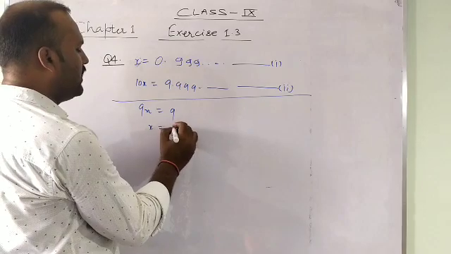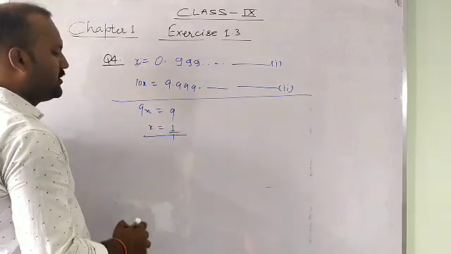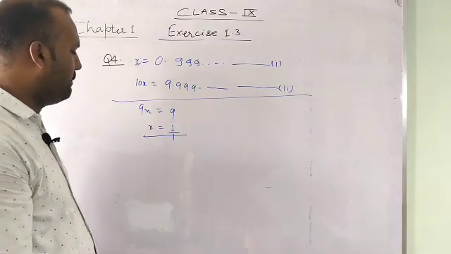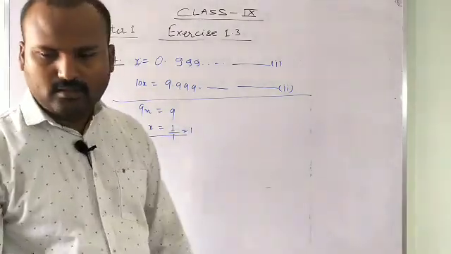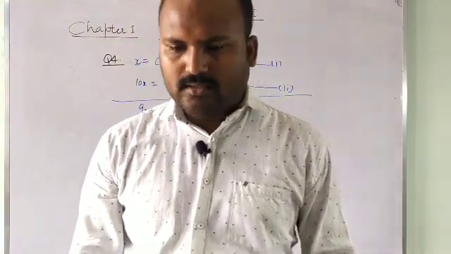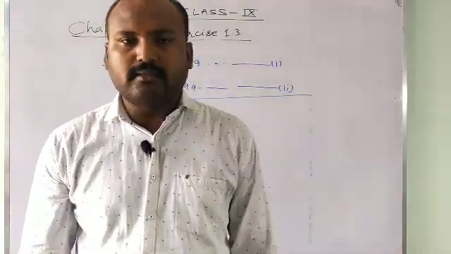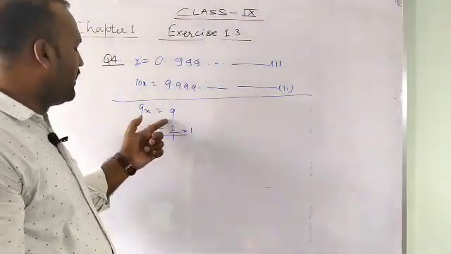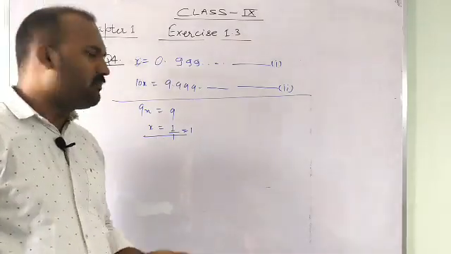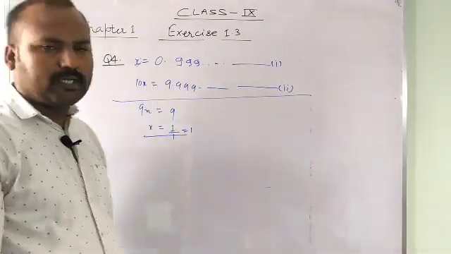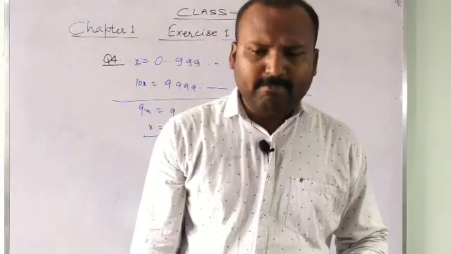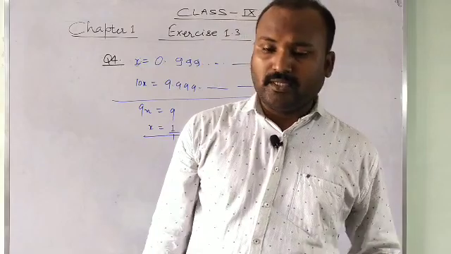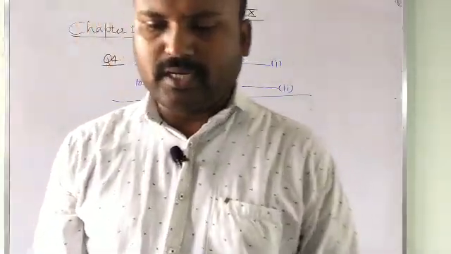So your answer will be here 1 by 1. This is the approximate value of 0.999. Okay. Are you surprised? Yes. So see here, this is 1. If we divide 1 by 1, finally you will get 1, but you will not get 0.999. But the approximate value of 0.999 is 1. So you will get the fraction value of 0.99 is 1.